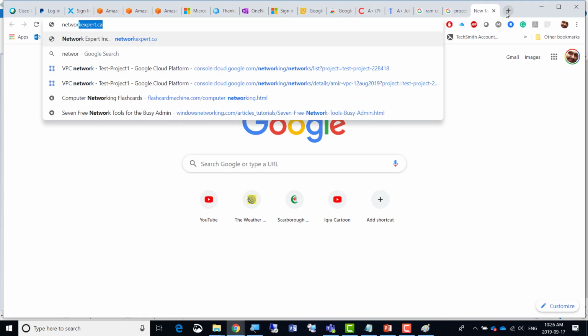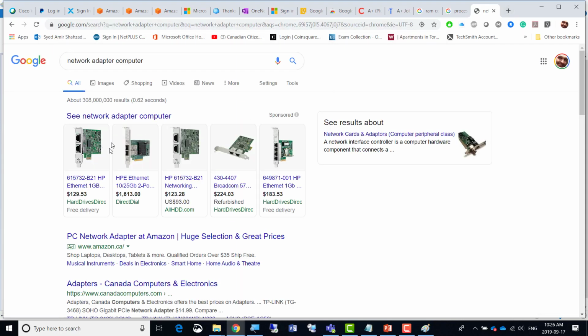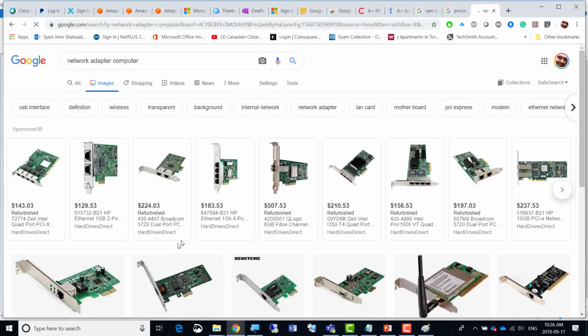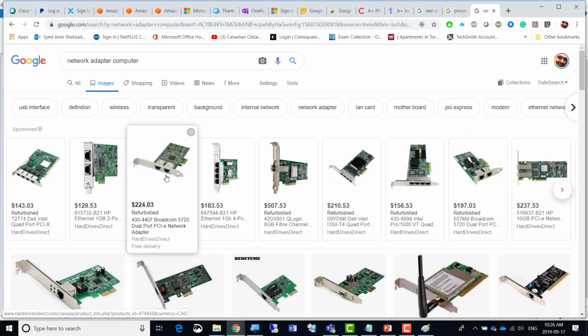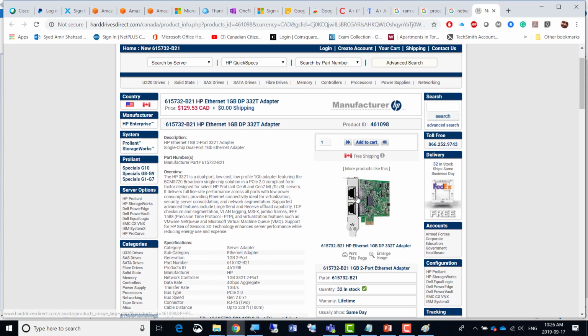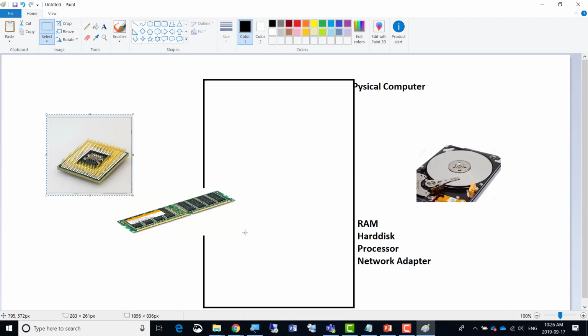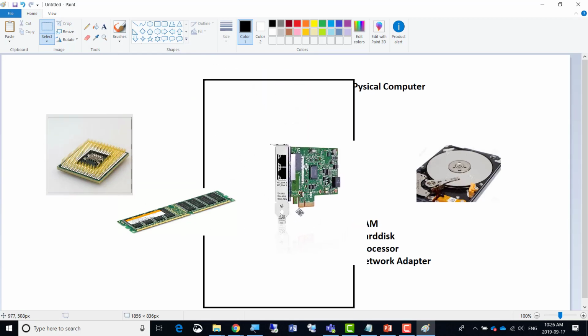So network adapter computer, and images, and you would see a typical network adapter would look like this. Need a bigger picture. There you go. Copy image. Thank you very much. And so network adapter here.